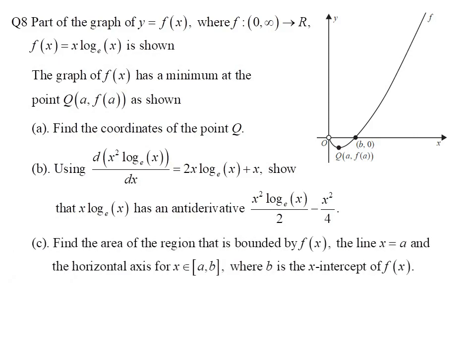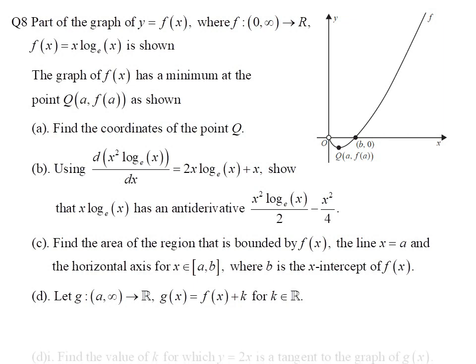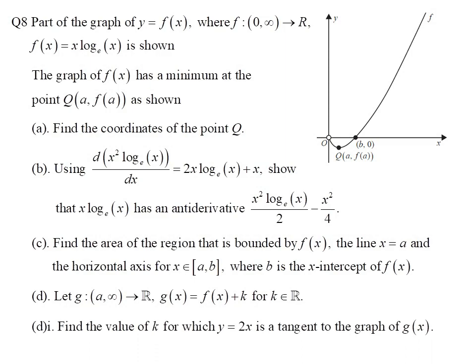Part C is to find the area of the region bounded by f(x), the line x equals a, and the horizontal axis over the closed interval from a to b, where b is the x-intercept of f(x). In part D, the function g(x) equals f(x) plus k, where the domain of g(x) is x greater than a, and here k is a real number. Part D has two subparts, and subpart 1 is to find the value of k for which y equals 2x is a tangent to the graph of g(x).